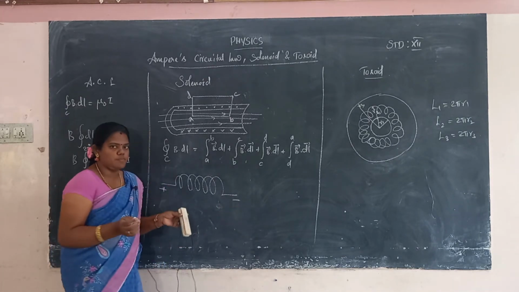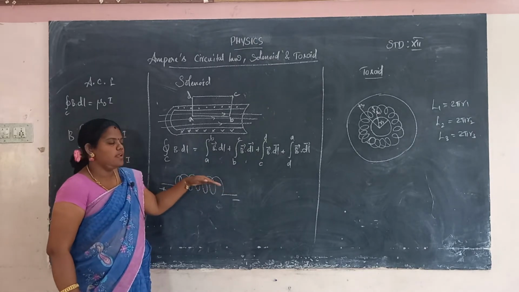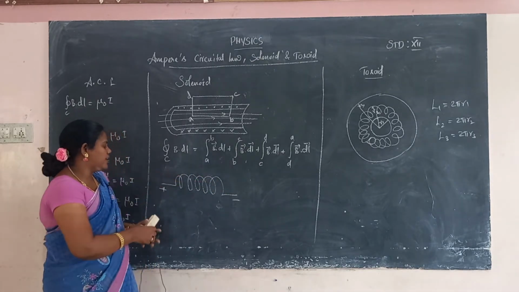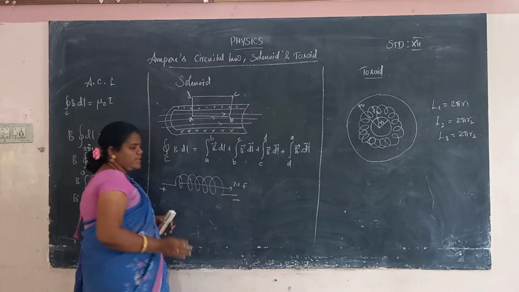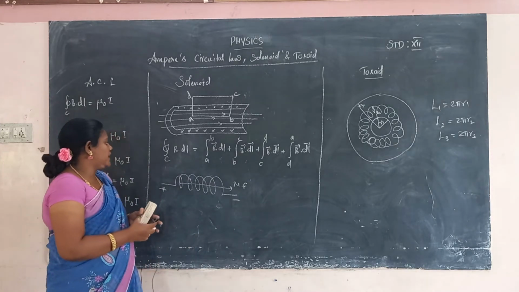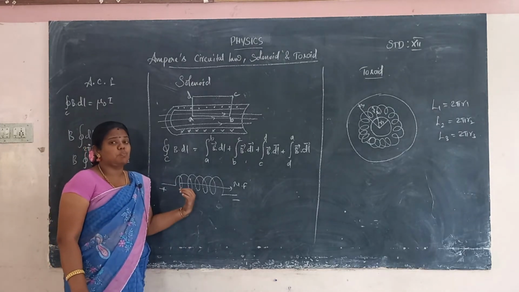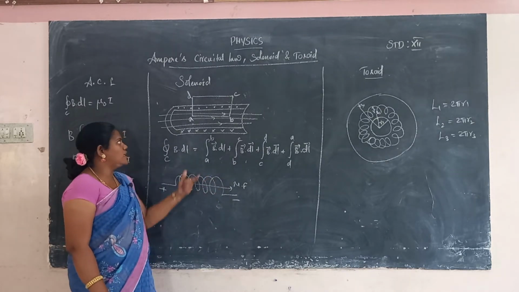We apply the current to the two terminals of that solenoid. The current flows through the solenoid, but the magnetic field is created in the center part of the solenoid. A solenoid is nothing but a helical form of conductor, which just looks like a spring. The spring-like helical conductor is called a solenoid.